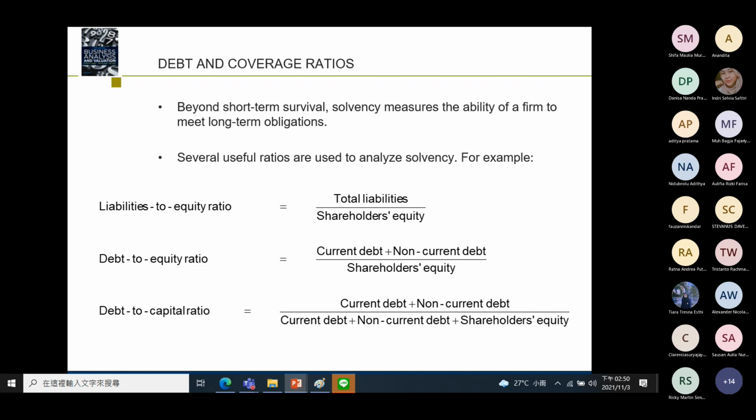Too much reliance on debt financing, however, is potentially costly to the firm's shareholders. The firm will face financial distress if it defaults on the interest and principal payments. Debt holders also impose covenants on the firm, restricting the firm's operating, investment, and financing decisions.